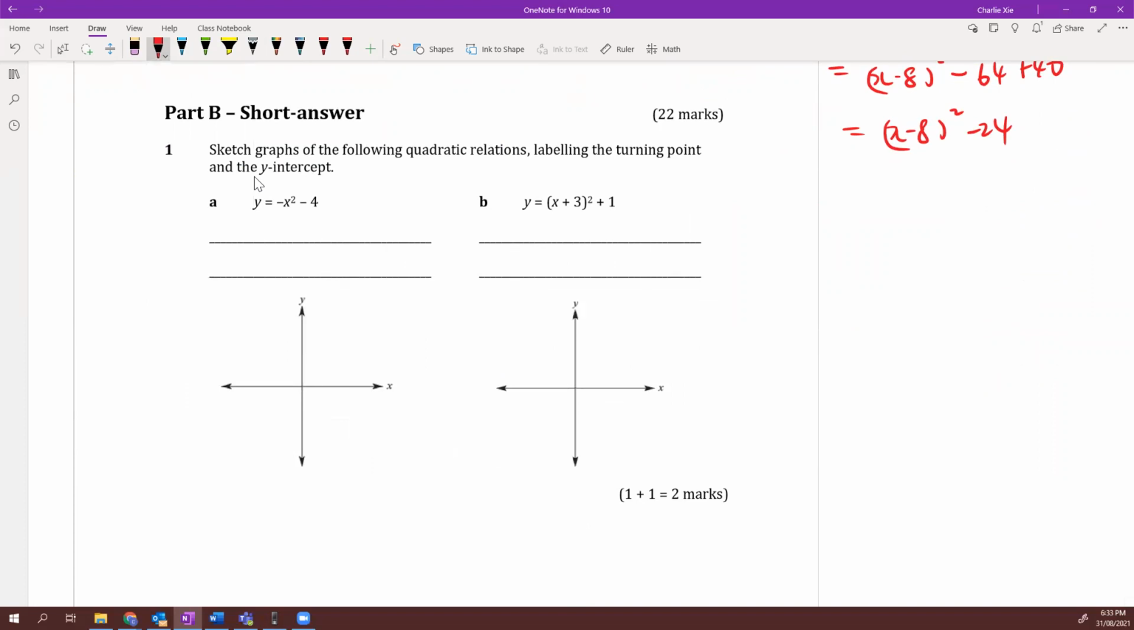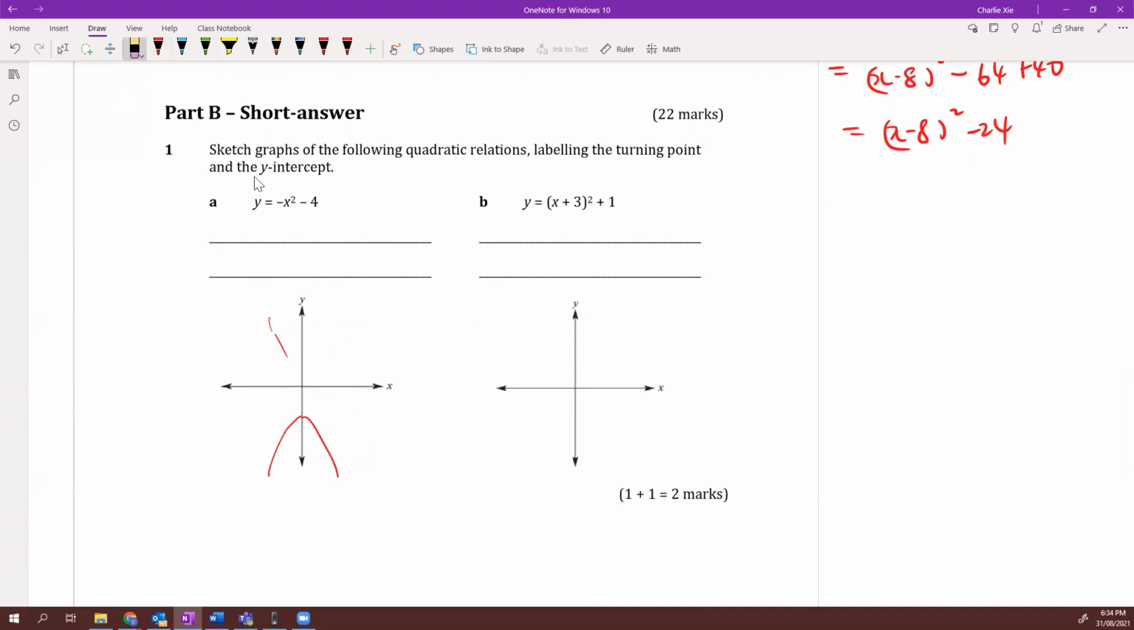Okay, so this one, you could do it by hand or graph it by your calculator. So we're gonna sketch the graph. X squared is something like that. -x squared is reflected in the x-axis, and -4 means it moves down 4 units.